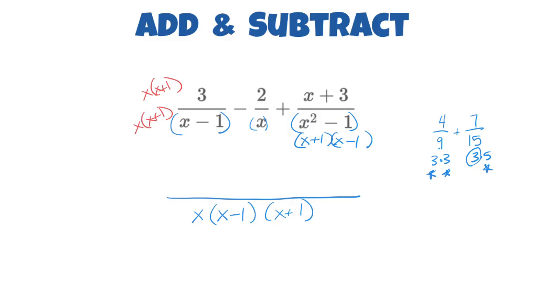Okay, the second term has the x, but it does not have the x minus 1 or the x plus 1. And then I'm going to do that in the denominator as well. That's how I'm getting that common denominator. Okay, last term here has an x plus 1 and has an x minus 1. What it's missing is just the plain old x. So I'm going to take it times x.